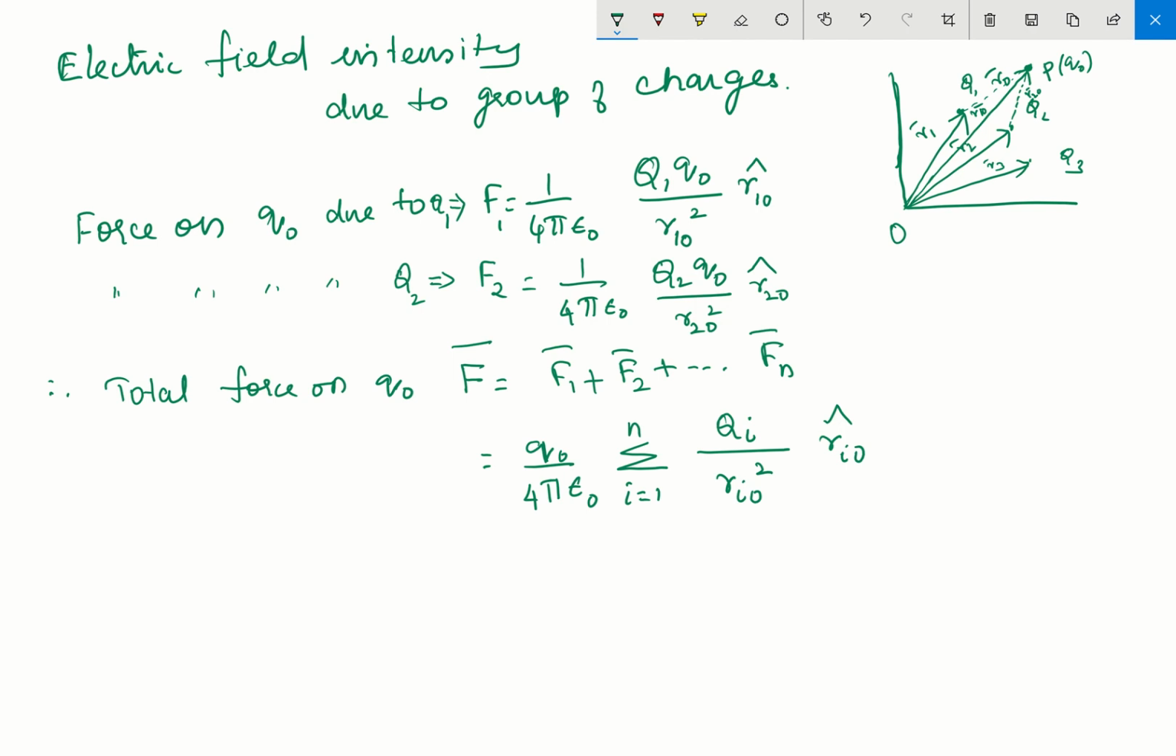Therefore, if I want to write it in terms of position vectors, it is equal to Q0 by 4 pi epsilon naught, sigma i equal to 1 to n, Qi by the magnitude of R0 minus Ri the whole cube, times the vector R0 minus Ri. With R0 as R, this is the force.